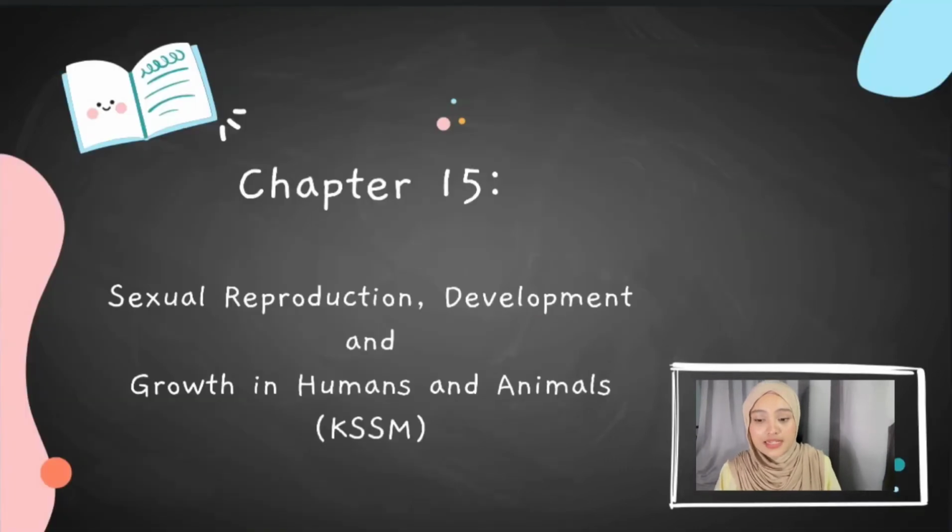Last but not least, chapter 15. The main topic is sexual reproduction, development and growth in humans and animals, and this topic is only relevant in KSSM textbook but not relevant in KBSM textbook.